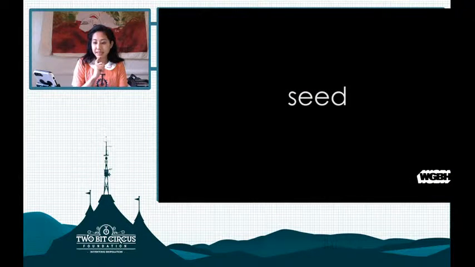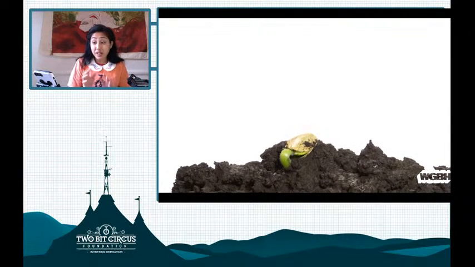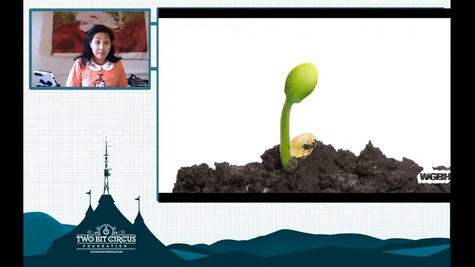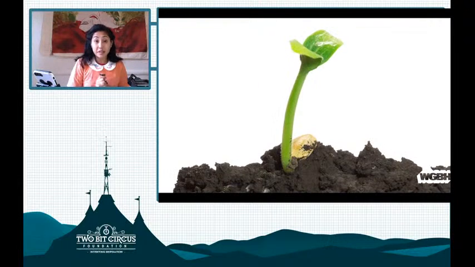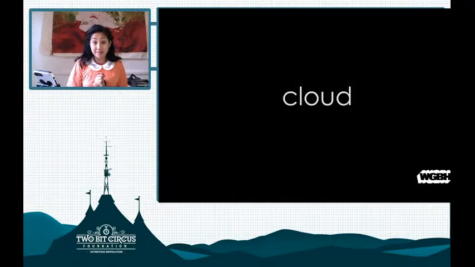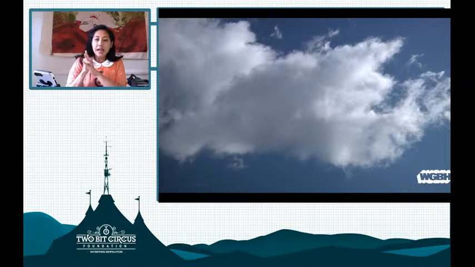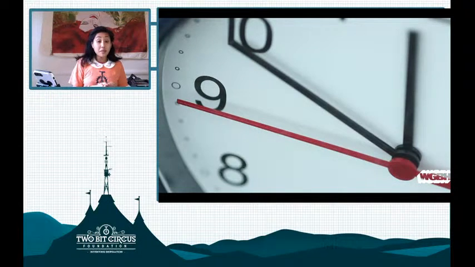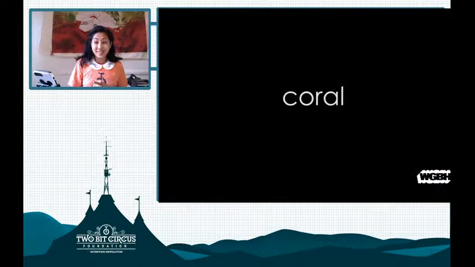A seed is probably living. And this is a very sped up video of a seed growing right here. I've never seen a seed grow that fast. We have a bunch of seedlings out on our balcony, and I can promise you this, my flowers don't look like that. A cloud. Well, a cloud has condensation and it definitely moves, but I think that's probably non-living too. A clock. Well, I'm pretty sure a clock is non-living. Pretty sure. This clock at least.